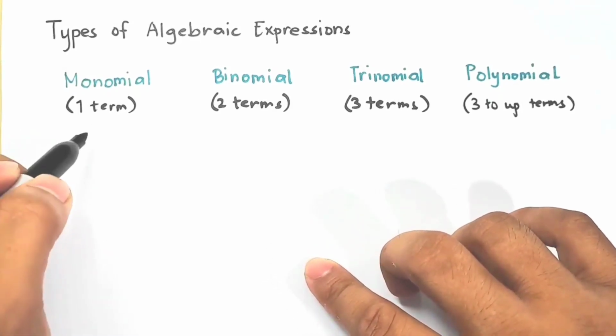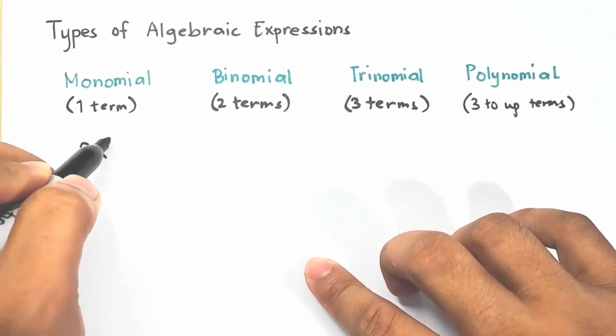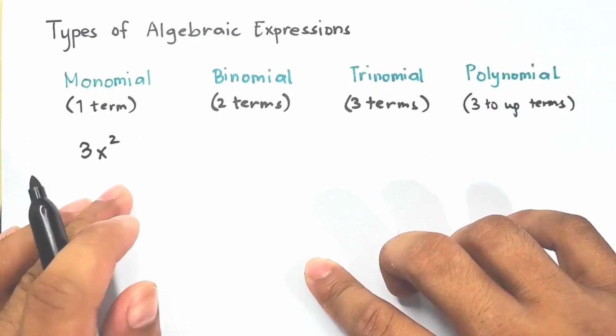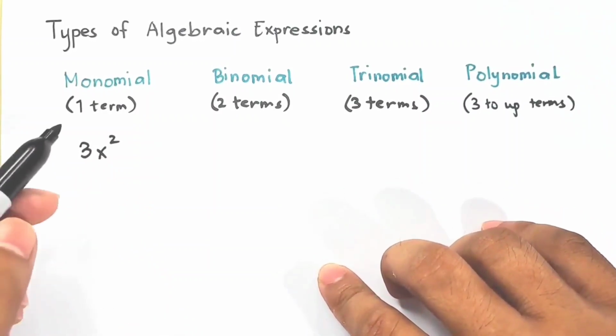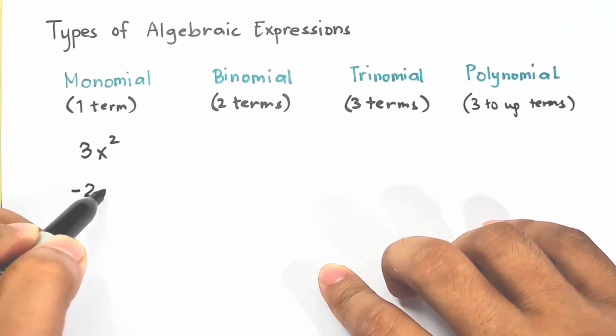For monomial, I could say that an example is this, 3x squared. This one is a monomial, a single-termed algebraic expression. Next, we can also consider this one. Negative 2, a, b, c.